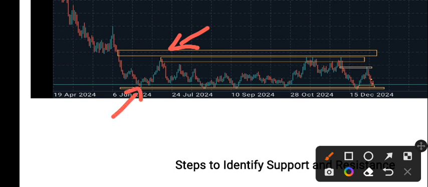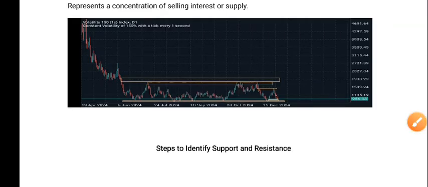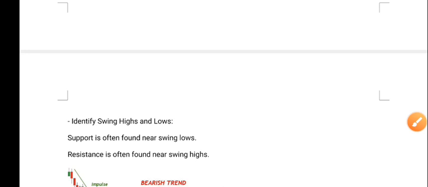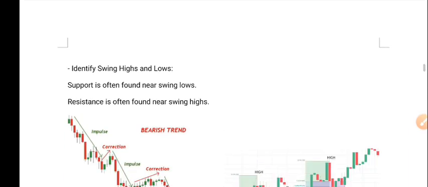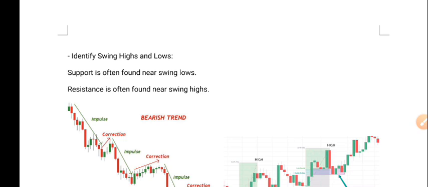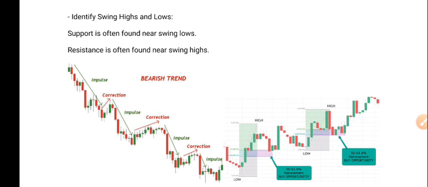Price reversed here the first time, reversed here the second time, reversed here the third time. So you can just identify that price will definitely reach that side, come down and reverse from there. The second one is to identify swing highs and lows. Supports are often near swing lows. Resistance is often found near swing highs.